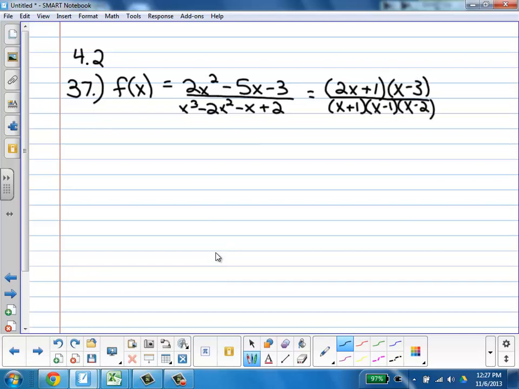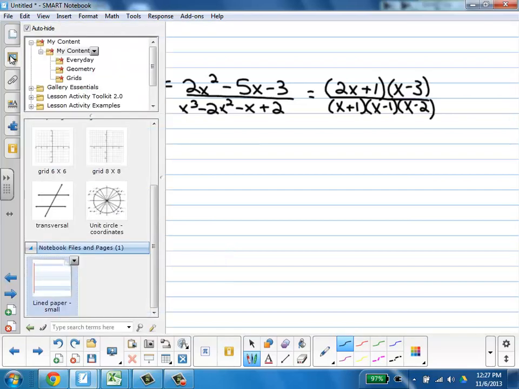Now, none of those factors are identical, so nothing cancels, and there's nothing with multiplicity. So that takes away some of the weird stuff that could happen, but still there's plenty of weird stuff on this graph.